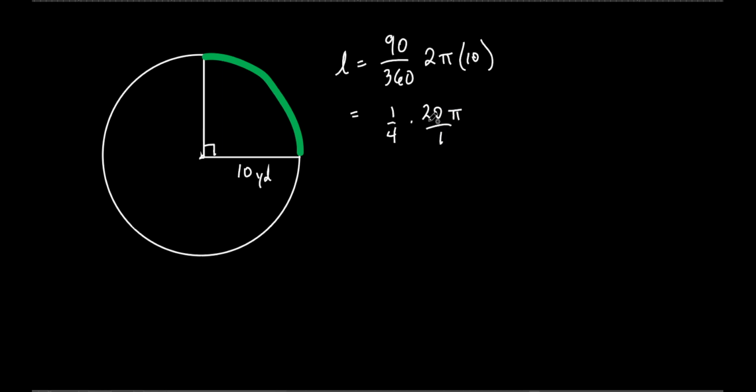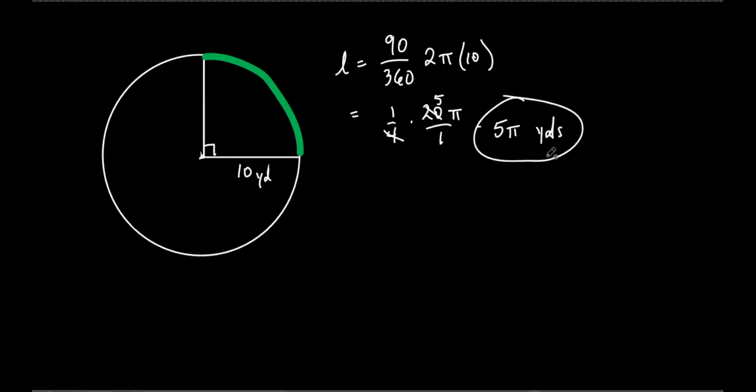This one works out nice and easy. They don't always work out this nice and easy. Sometimes you might need a calculator. But this 4 goes into this 20 5 times. It's 5 pi. All right? And it's in yards, so it's 5 pi what? Yards. Okay? Simple as that.